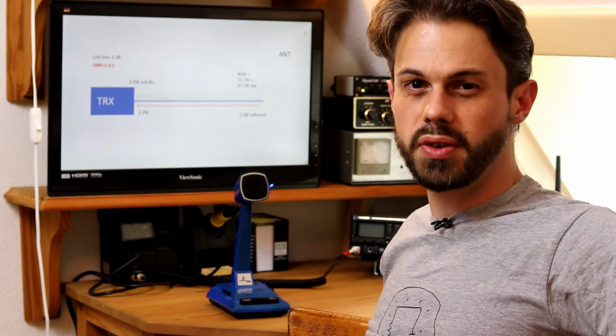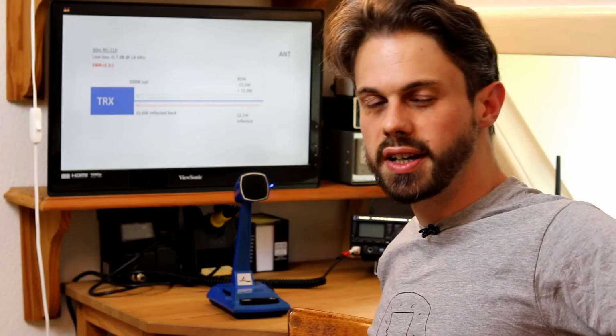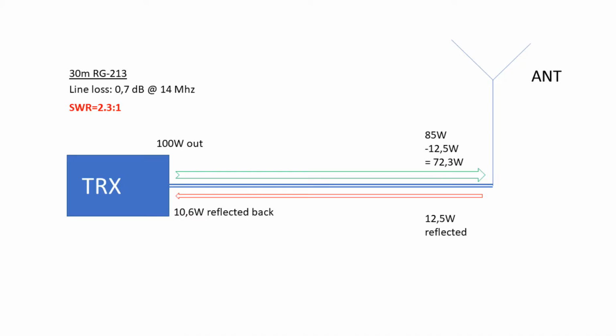Anyway, let's look at a more realistic case where you have line loss. Let's say you have 30 meters of RG213 and you're operating on the 20 meter band. That means you'll have a line loss of 0.7 dB. And let's assume again you have an SWR of 2 to 3 to 1. So because of the line loss, only 85 watts of power will reach the antenna to begin with. And of these 85 watts, some will be reflected. In this case, approximately 12.5 watts.